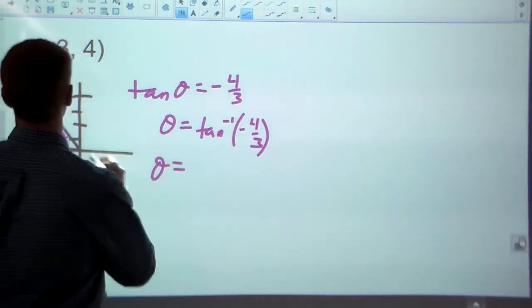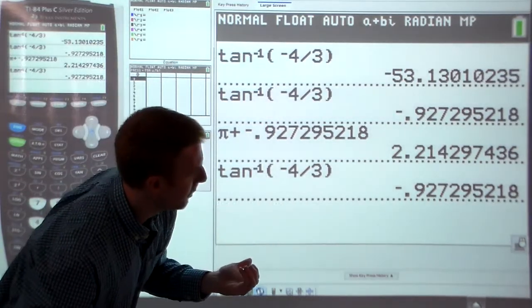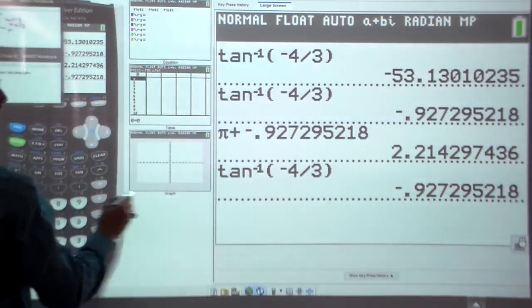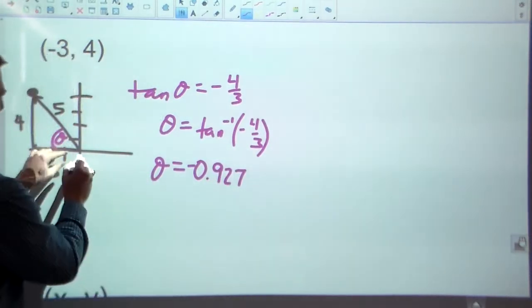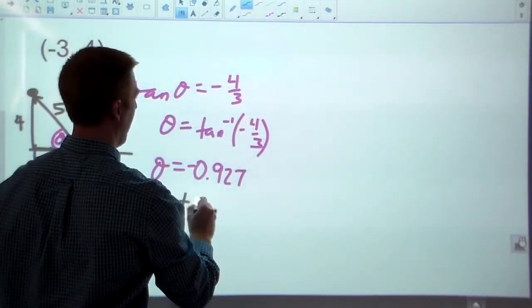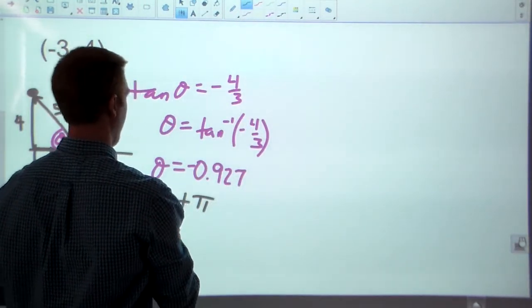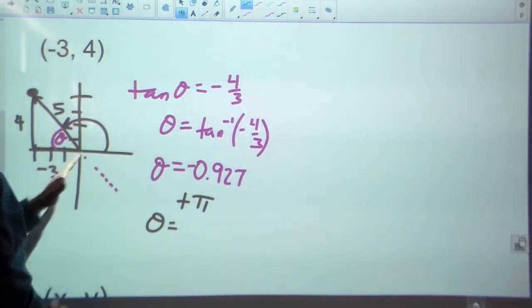So let's kind of play out where this is going. Mathematically, this is -0.927, let's call it that. So -0.927. That puts me down here. So to get the actual angle, I need to add pi to that. So the angle I'm looking for is actually this way.